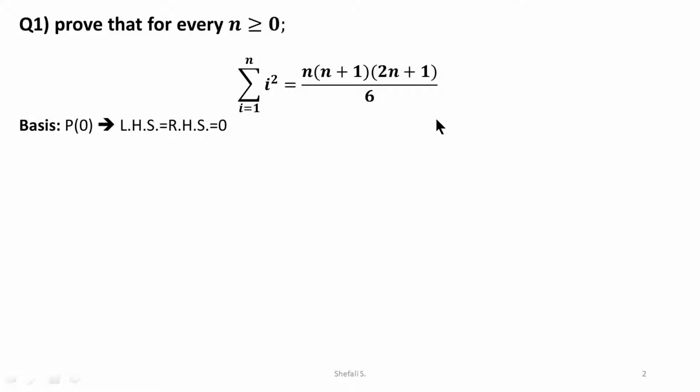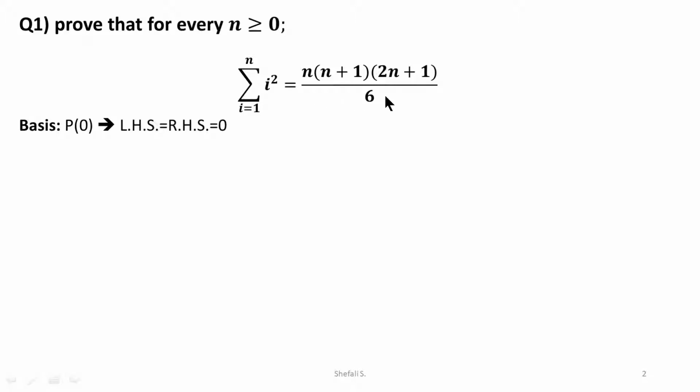Now, for every case, we need to start from the base case. Suppose this equation is considered as the predicate. For this predicate P of 0, I just put the value of n as 0, and I want to check for the base condition whether the left hand side of the equation is equal to the right hand side of the equation.